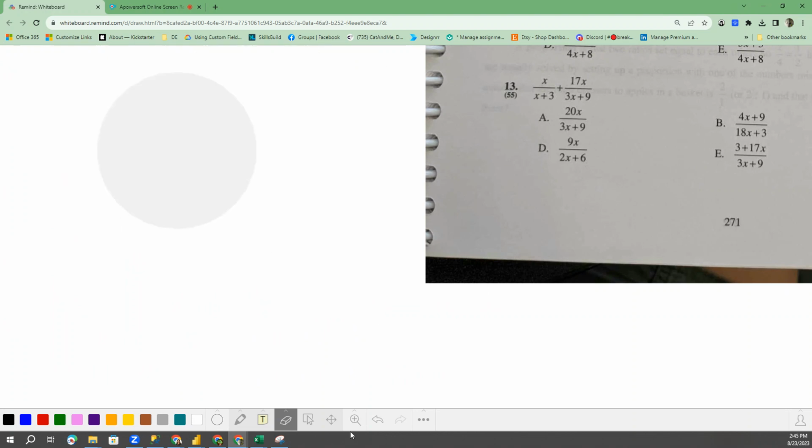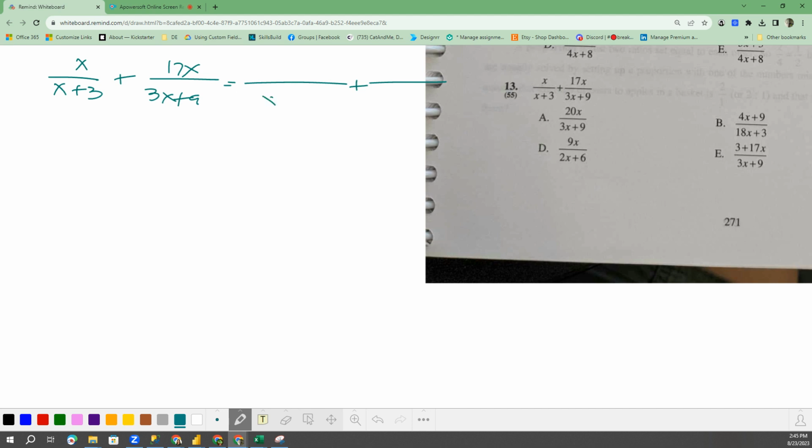Alrighty. Same thing, number 13. This is similar. This is addition. You need to make sure that they have the same denominator. Factor the denominator. Factor is x plus 3. There's really nothing in common, so you put that in parentheses. 3x plus 9. You can factor out 3, and then you will have x plus 3. Copy the numerators, x and 17x.